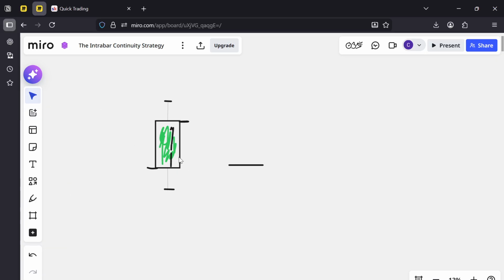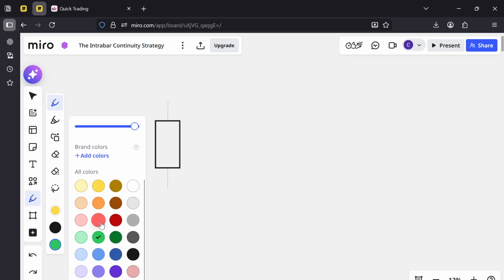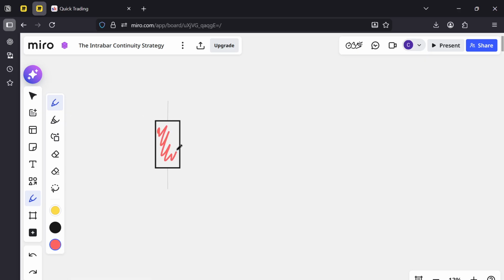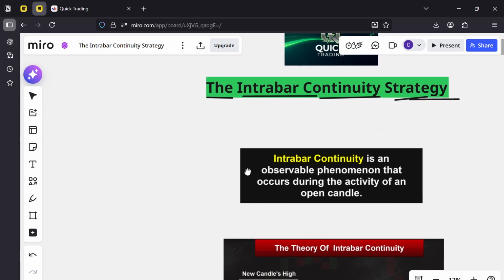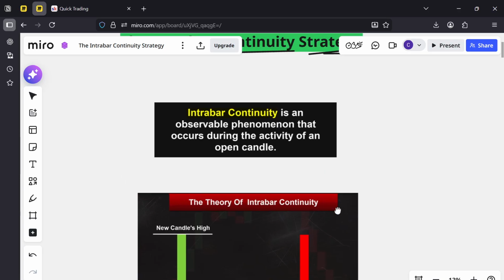It's the complete opposite with a sell. If this was a red candlestick, for example, obviously it doesn't look like this, but I'm coloring it in so that you have a reference. The candlestick would open here, then move down and close there. This would be the highest point it was at, and this the lowest point. Let's continue with the intra-bar continuity method and strategy.